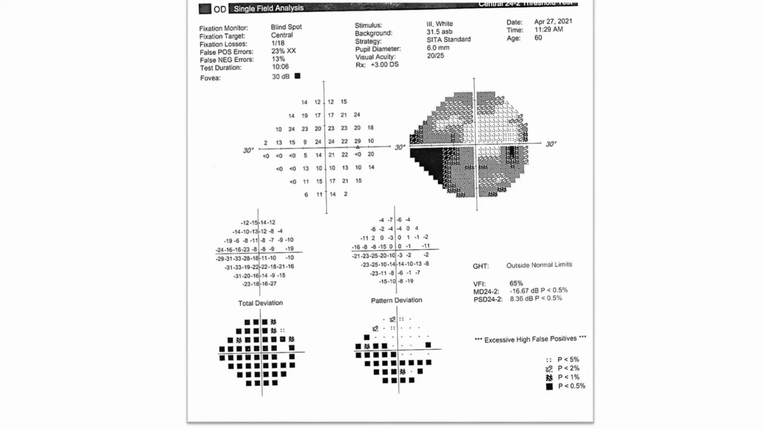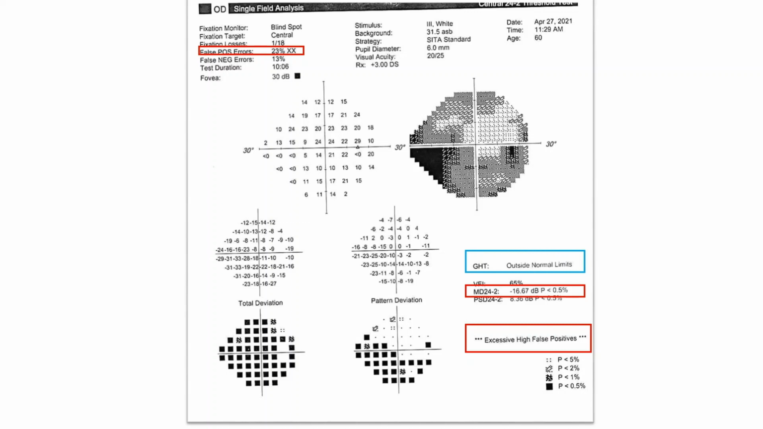This visual field of the right eye of a patient with glaucoma has a false positive rate of 23%, which is flagged. A message of excessive high false positive is displayed. Mean deviation is minus 16.67 decibel, and the glaucoma hemifield test classification is outside normal limit. Total deviation probability plot is worse than pattern deviation probability plot. This is another example of false positive response seen in glaucoma patients.